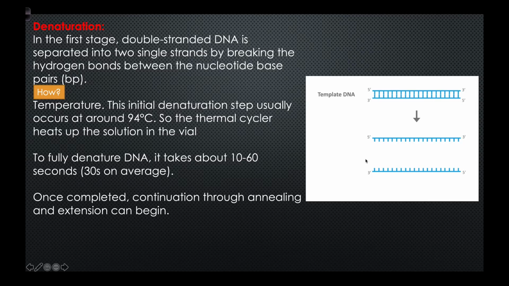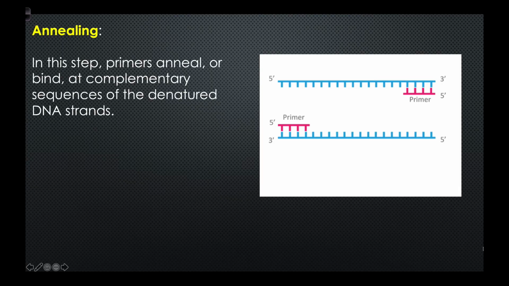Once this step is complete, continuation through the next two steps, called annealing and extension, can begin. During the annealing step, primers, those short sequences of known DNA, are going to bind to complementary sequences of the denatured DNA strands. In other words, this primer right here has been geared to bond to these four bases right here. Same thing with this one here. These will be put in the mixture. They're going to find their complementary binding sites, bind onto it, and ultimately give our Taq polymerase a place to begin its process.